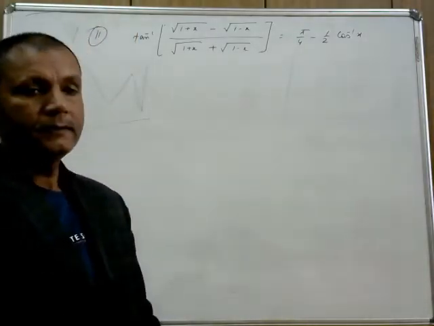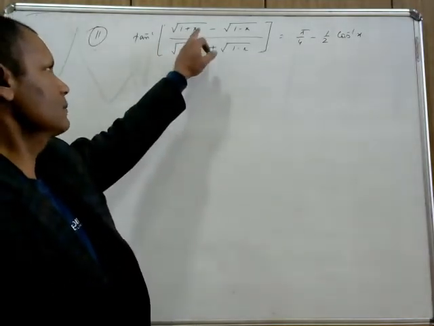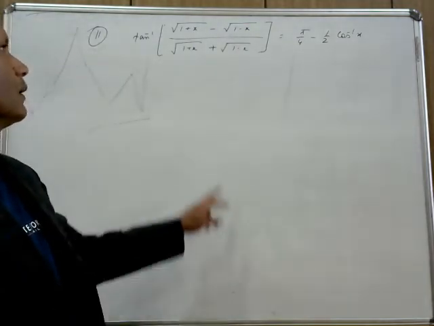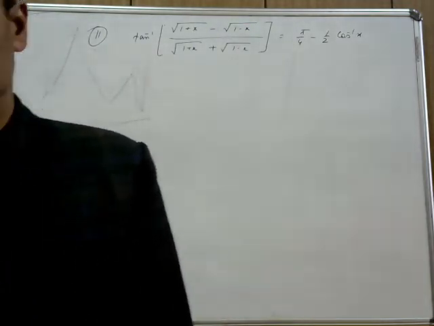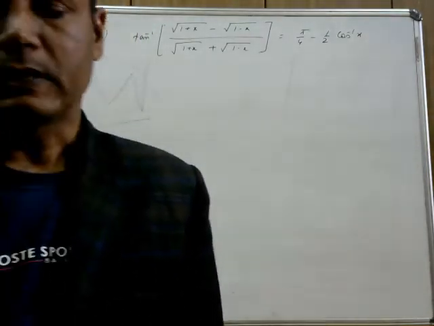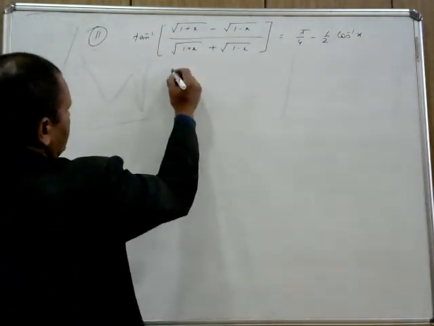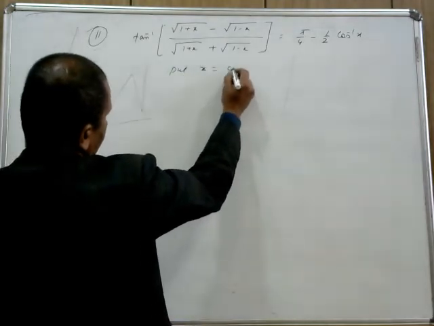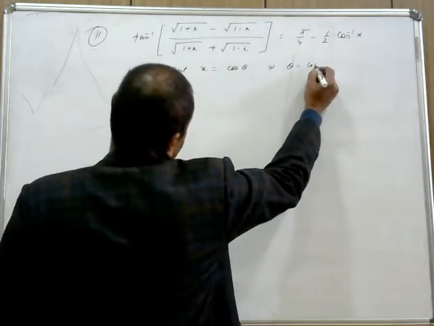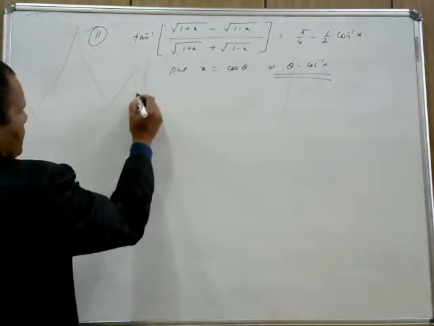Now in question number 11, we have to prove that tan inverse of under root 1 plus x minus under root 1 minus x divided by under root 1 plus x plus under root 1 minus x is equal to pi by 4 minus half of cos inverse x. See, if I put here x equal to cos theta, it implies that theta is equal to cos inverse x. That I will use later on.